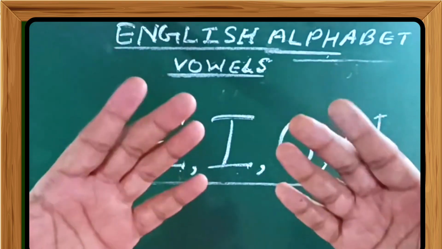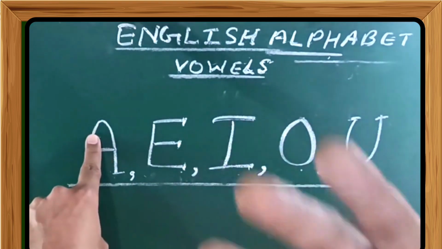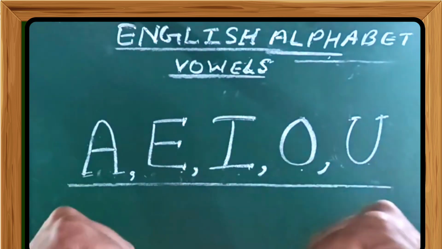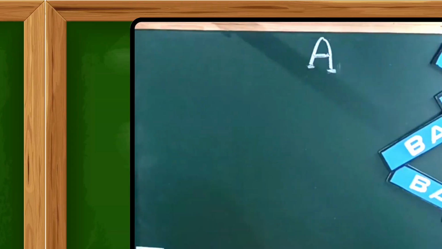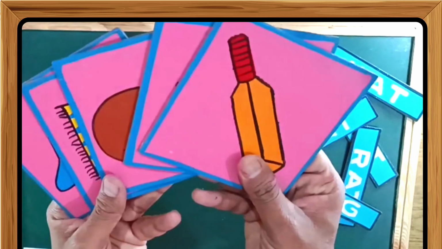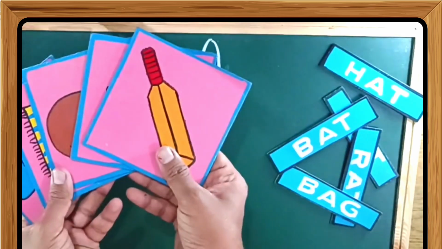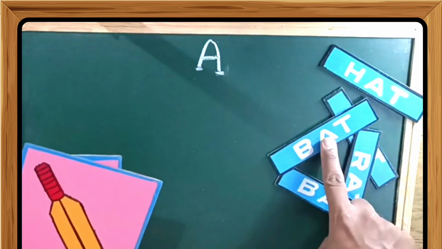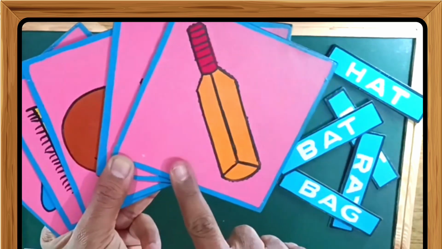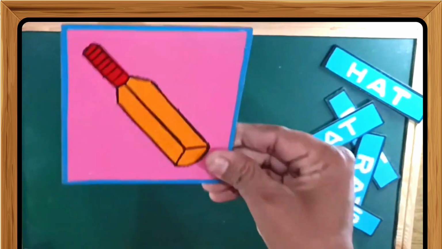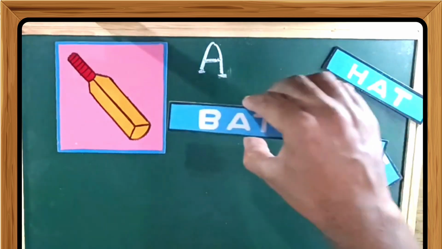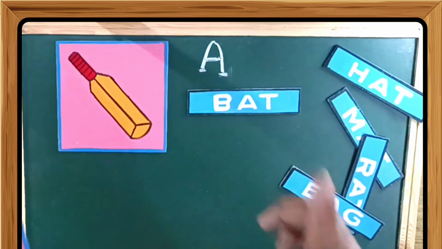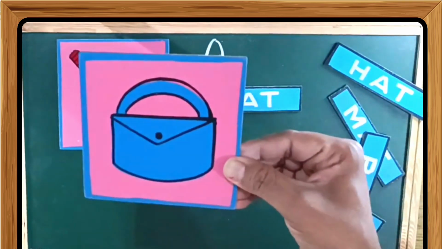Now we will explain through an activity. Okay? Let's start. Yes, in this activity, you will have some pictures on one side and we will keep their correct names in front of those pictures. First, this is BAT, bat. Okay, kids? And this is BAT, bat. Okay? Very good. Next, this is BAG, bag.